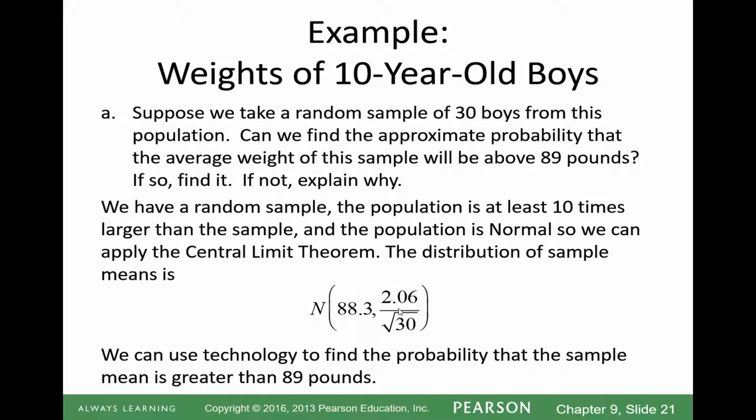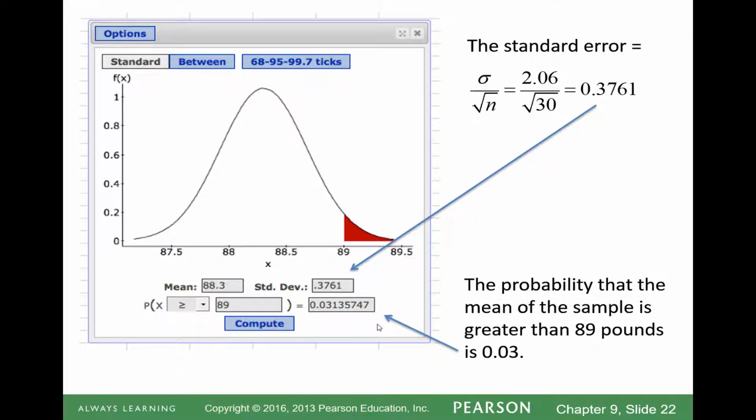You can use technology to find the probability that the mean is greater than 89 pounds. Here is how they did it, to find that standard error. The standard error was found to be 0.3761. And we have the mean, and we wanted the probability that it's greater than 89, and that's your probability. That's using StatCrunch.